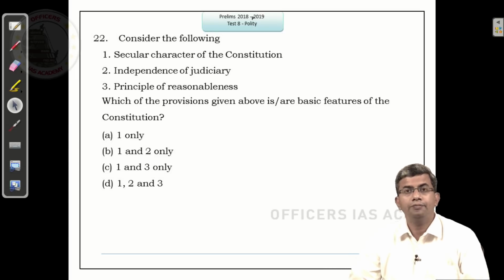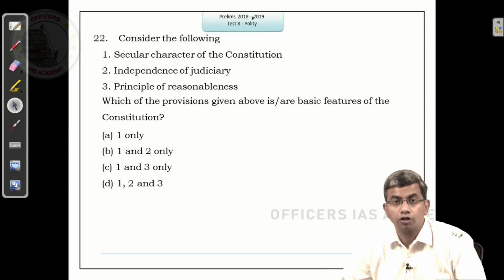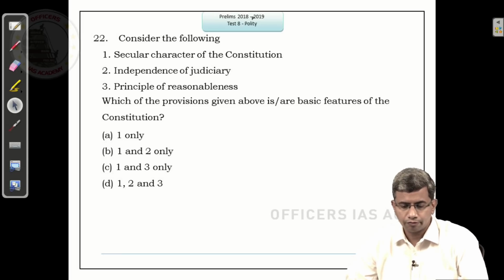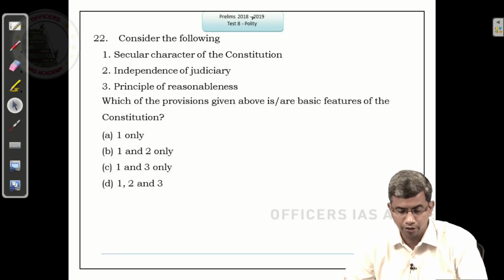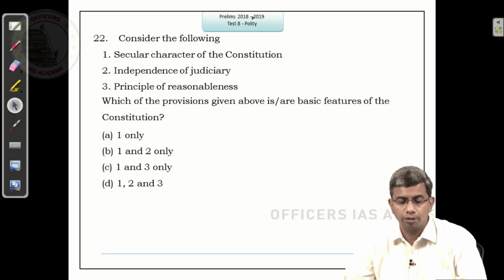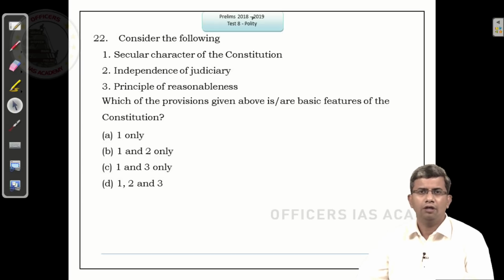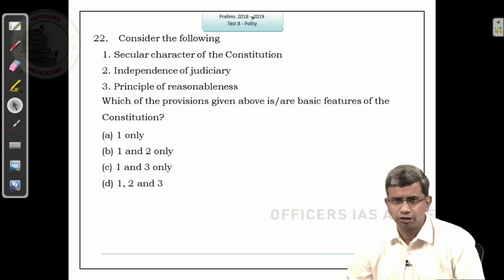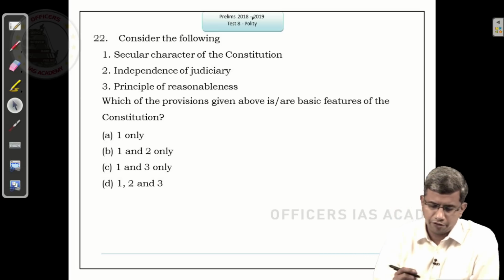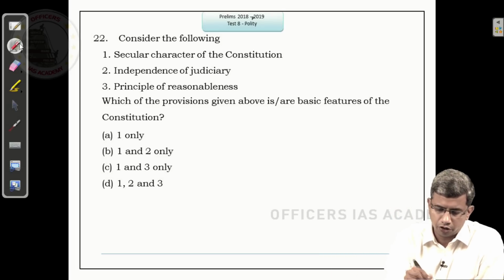Consider the following: secular character of the Constitution, independence of judiciary, principle of reasonableness. Which of the provisions given above are basic features of the Constitution? All three of them. It's a straightforward question. S.R. Bommai judgment, independence of judiciary, even reiterated in the NJAC judgment, principle of reasonableness, which was set out in the Maneka Gandhi judgment as well, and various other judgments. So all these three are basic features or basic structures of the Constitution.